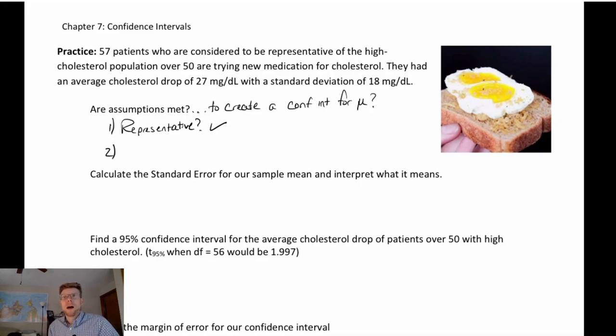Number 2, can we assume the distribution of possible sample means for average cholesterol drop is normally distributed? And we only need one of these two conditions to be true. Number 1 is that the population is already fairly normal or symmetric. Number 2 is that our sample size is sufficiently large. We don't really know anything about that first one, but we do know that n equals 57. And so barring a population distribution that's really skewed, this is probably okay.